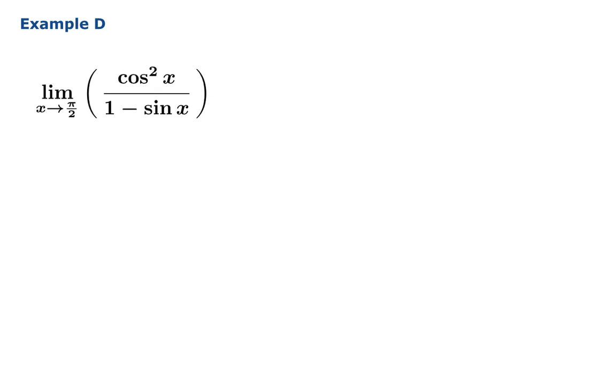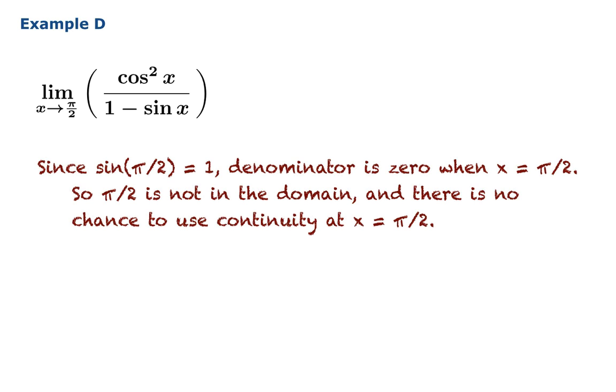Here's an example where it's not just pure algebra, but a trig identity is going to help us. We have the limit as x approaches pi over 2 of cosine squared x over 1 minus sine x. Since sine of pi over 2 is 1, the denominator is 0 when x equals pi over 2. Pi over 2 is not in the domain of this function, and there's no chance of using continuity to evaluate the limit.